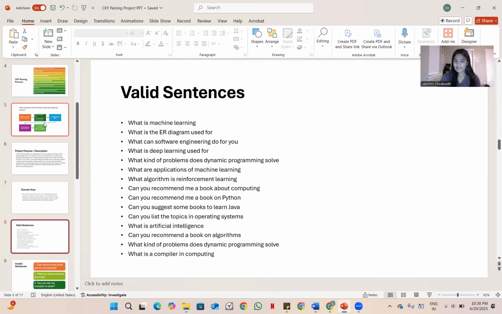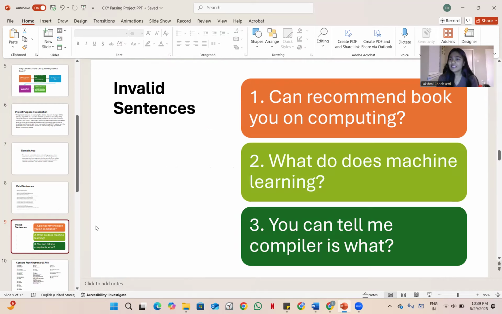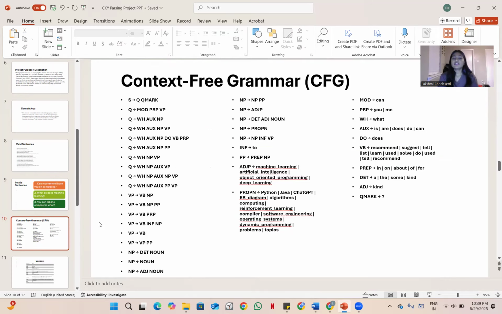Coming to the valid sentences, I took 15 valid sentences. These are the valid sentences that I have taken to construct a context-free grammar for my project. What is machine learning? What is the ER diagram used for? And so on. These are the three invalid sentences that I have taken. This is the context-free grammar that I have generated from those 15 valid sentences.